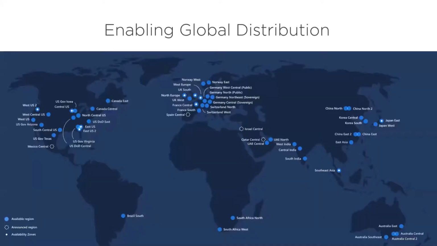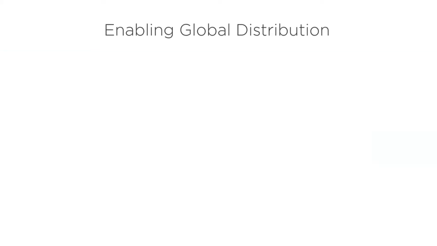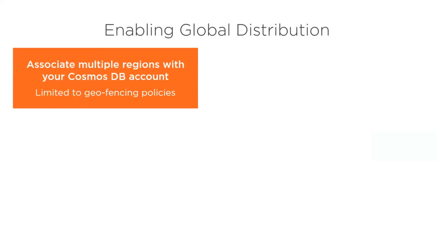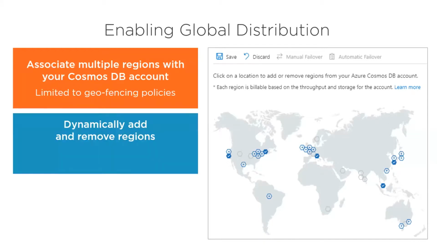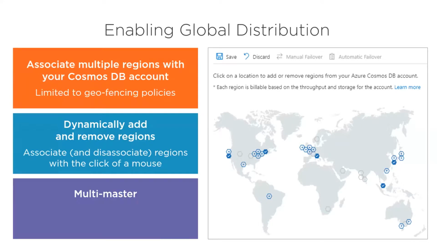So these are all the regions as of February 2020. Some are still announced, but there are so many and they're always expanding. It's really simple to do this. You just click and point on this map. Here I've got an account distributed across 5 regions. You just point and click. It's really easy to associate and disassociate regions, if you will.